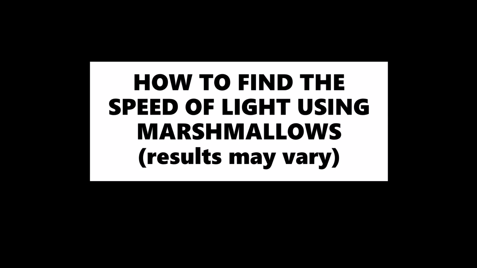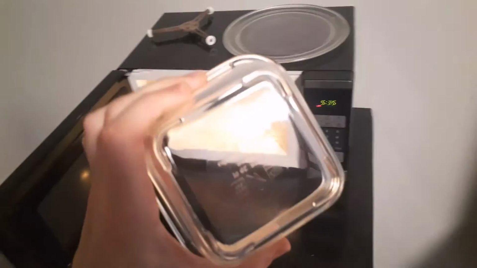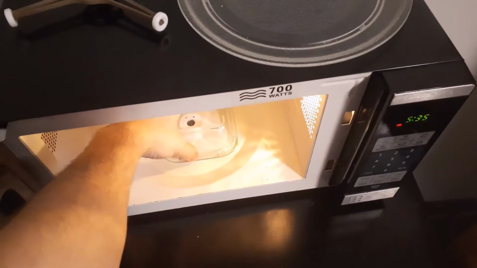How to find the speed of light using marshmallows. First thing you want to do is go to your microwave and take out the turntable. I'm also putting this little glass thing in there to raise the marshmallows up a bit, but it's not necessary.